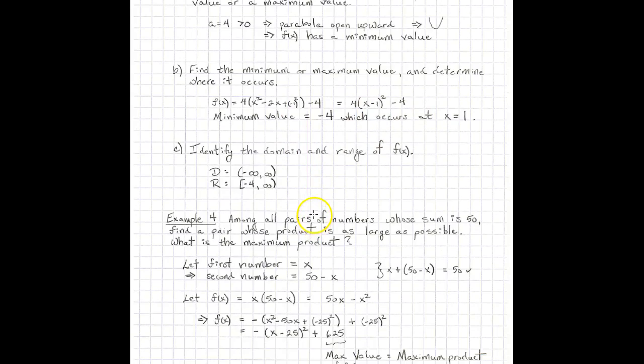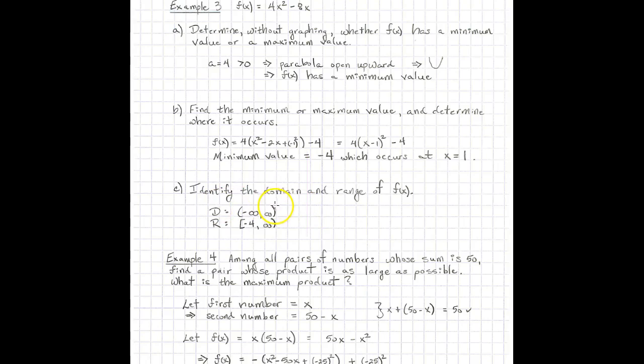Identify the domain and range. So the domain of a quadratic is always minus infinity to infinity. The range is, because I know the minimum value is minus 4, it goes from minus 4 to infinity, including minus 4.